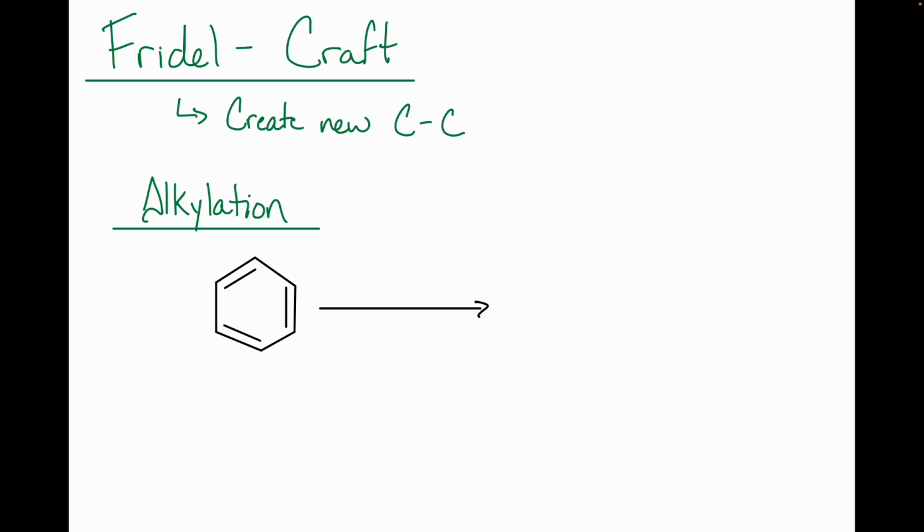So in an alkylation reaction, we're going to take an alkyl chloride. We'll just use a simple one here, chloromethane. Importantly, that sticks that methyl group on that benzene ring. This will use that aluminum chloride catalyst.